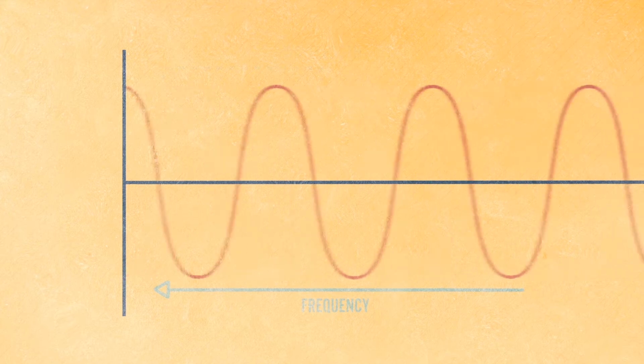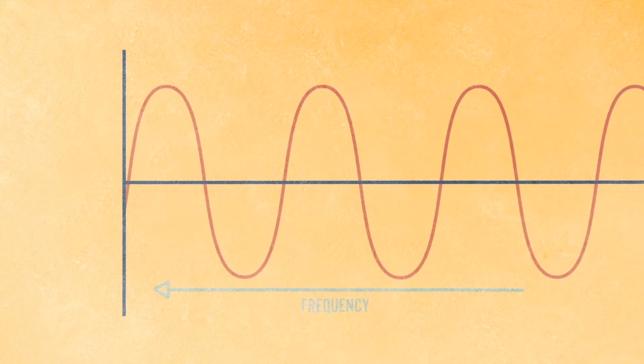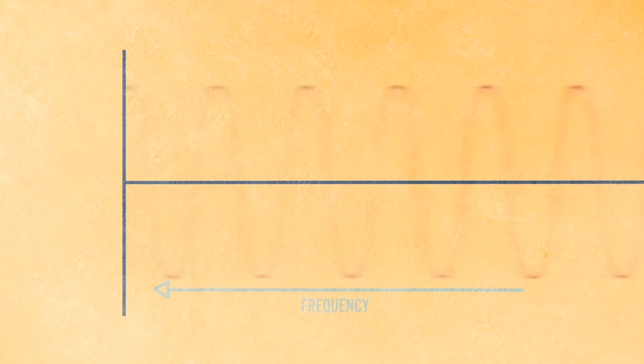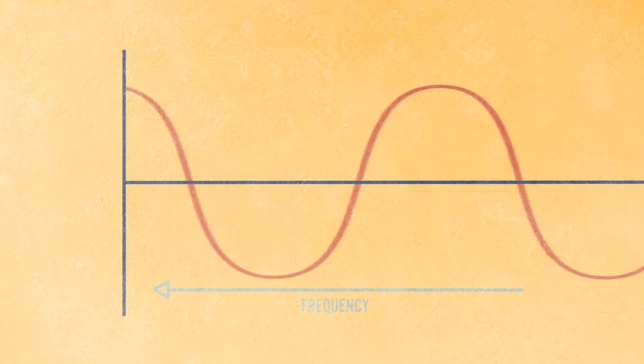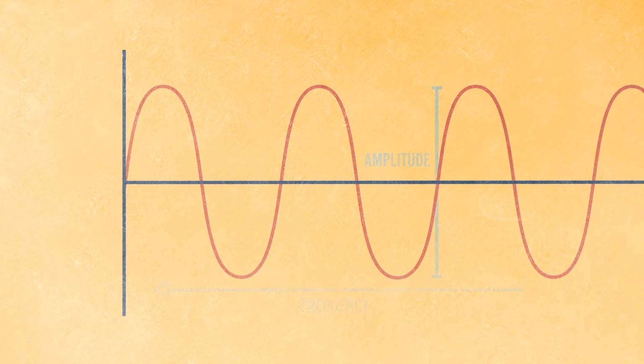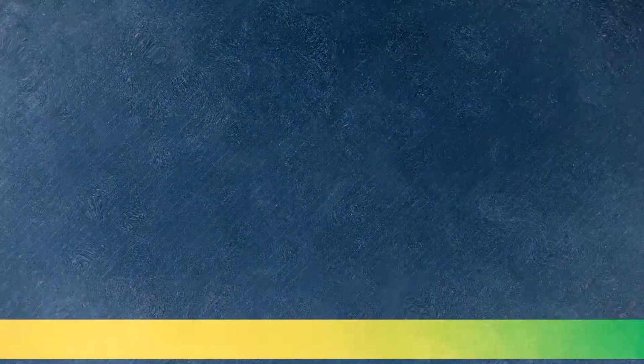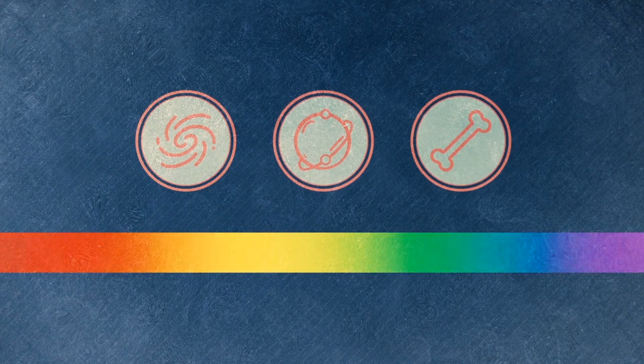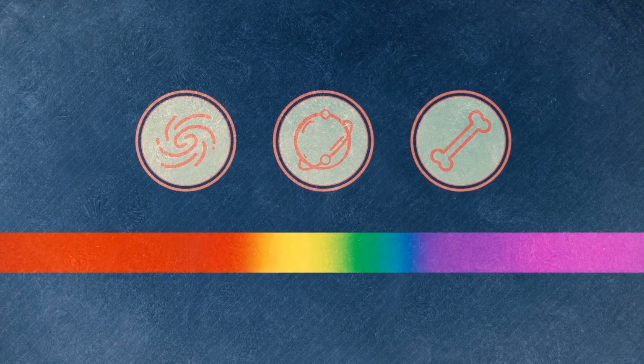The frequency describes the number of oscillations per unit of time. The shorter the wavelength, the higher the frequency, and vice versa. We calculate the intensity of the light using the amplitude. The various ranges of the electromagnetic spectrum all have applications in scientific research.